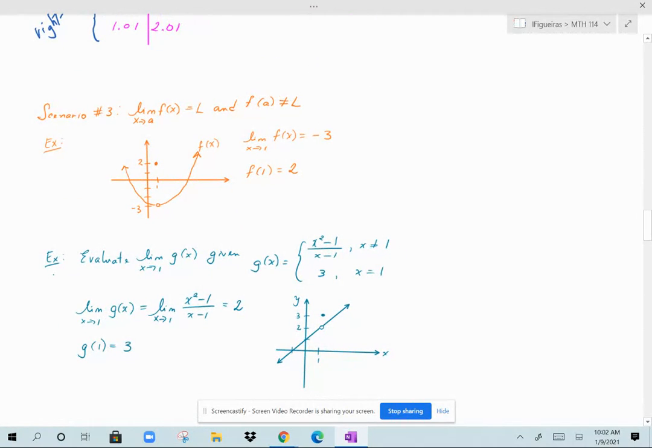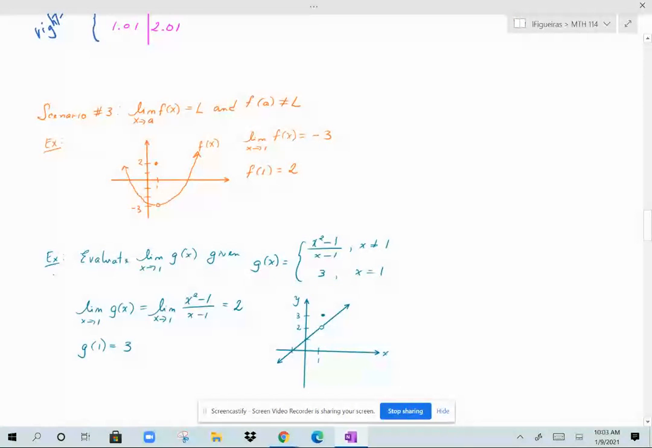So here's another example. I have the limit as x approaches 1 of g of x, and g of x is defined to be this piecewise function. So g of x is x squared minus 1 over x minus 1 when x is not equal to 1, but it's equal to 3, meaning the y value is equal to 3 when x equals 1.